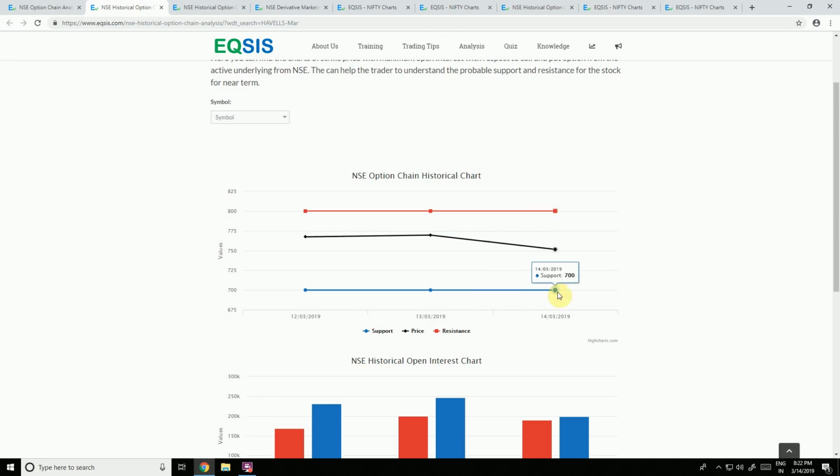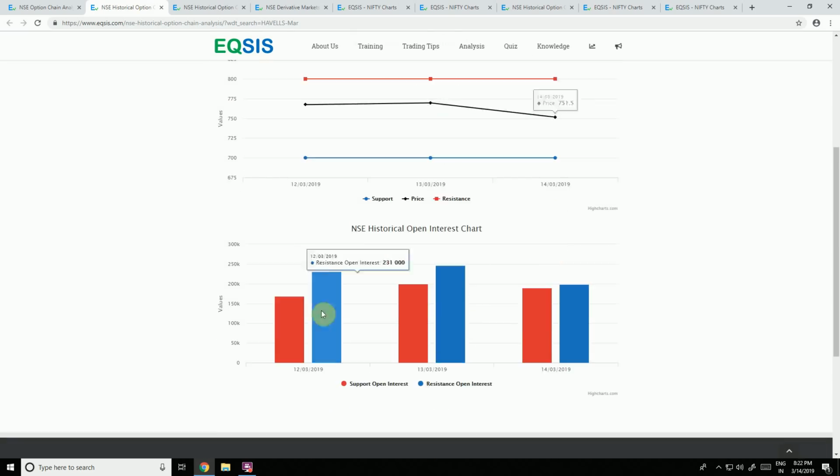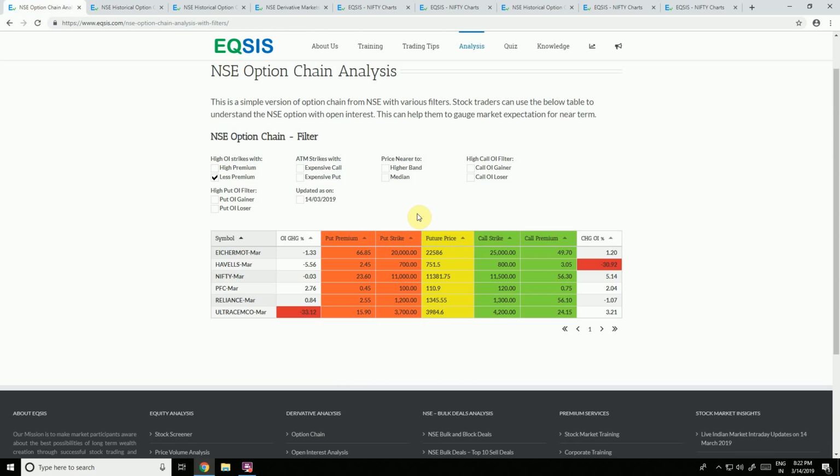This is the call option. This is a put option. How is the open interest behavior? But if you want to know the details of it, I request you to go back and check your fundamentals with respect to when should I buy the call options and put options.